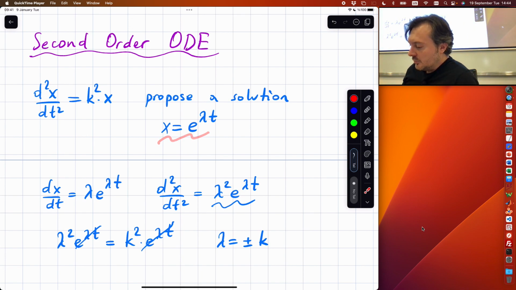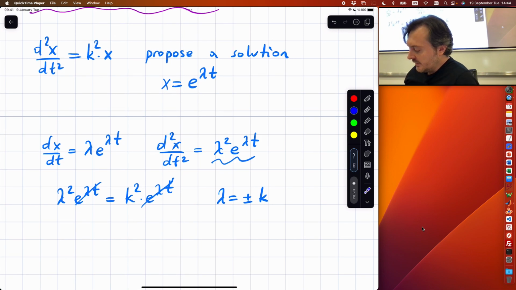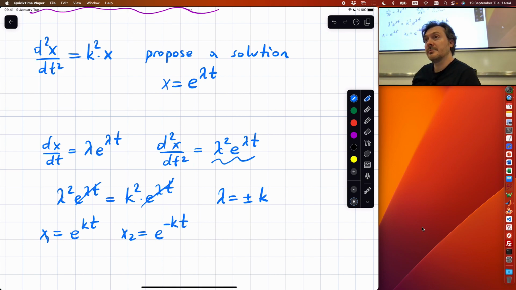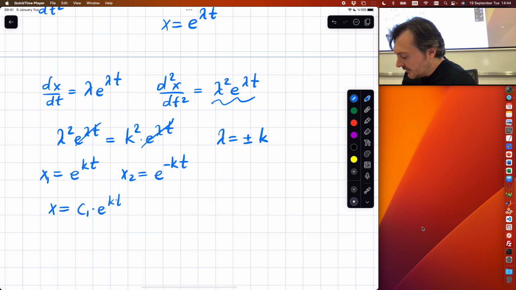You take this, you put it in, and you get lambda equals plus or minus k, which tells you that there are two kinds of solutions: x1 equals e to the kt, and x2 equals e to the minus kt. Both of them work. Since both of them work, this one also works. So the general solution for this one is c1 e to the kt plus c2 e to the minus kt.